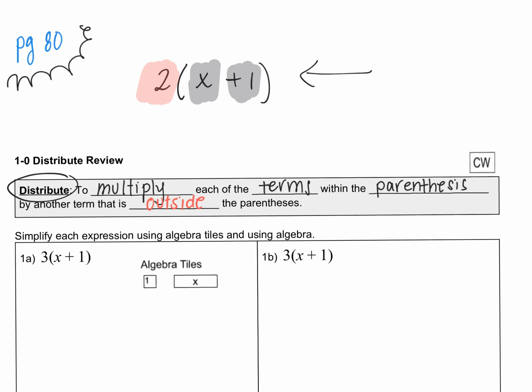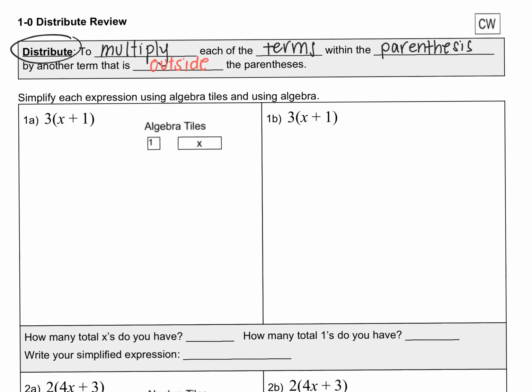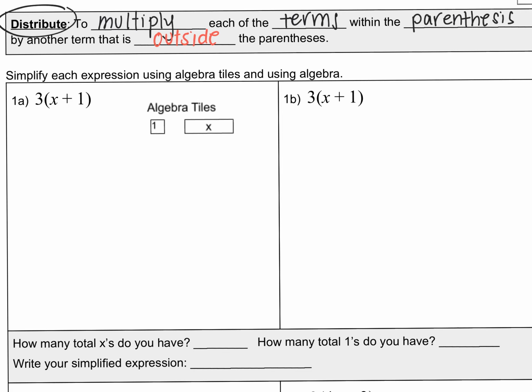Now we'll do this algebraically in a bit, but I want us to make sure that we also understand how to do it visually. Simplify each expression by using algebra tiles and using algebra. When using algebra tiles, there are two different pieces. There's the ones piece, and then there is the x piece. The ones piece represents the constants. The x piece represents variables, like x.